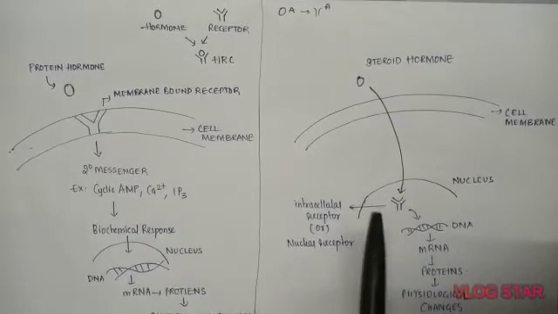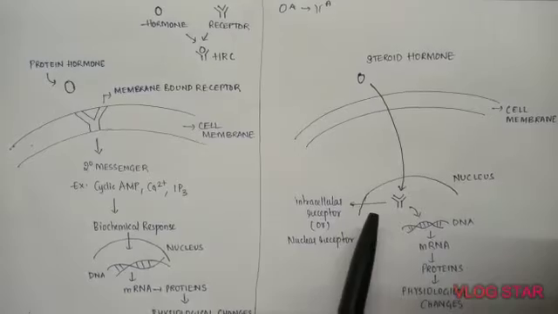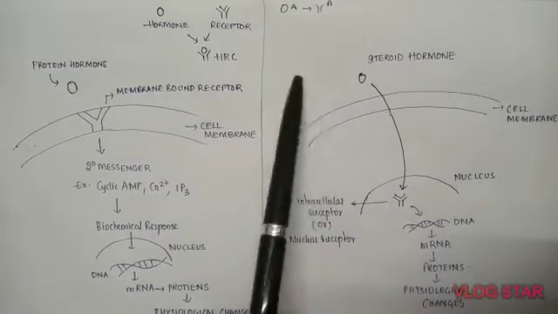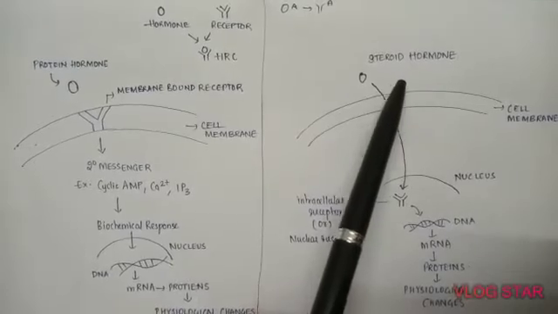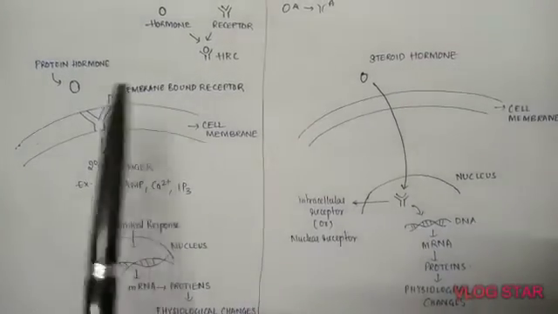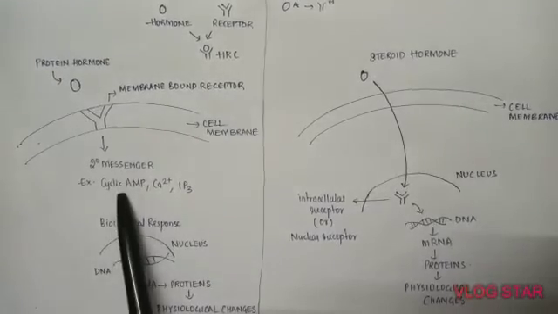So basically, for a hormone to enter into the cell, it has to be a steroid hormone because only steroid hormones contain lipids and can transfer through the cell membrane into the cell. But whereas a protein hormone cannot enter into the cell.